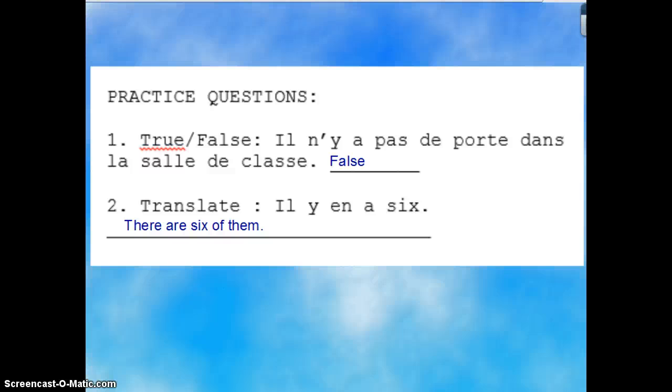And then again, you need to be able to read and know what these mean. So go ahead, and some of these will be translate questions. Things like il y en a six means there are 6 of them. Go ahead and make sure that if you need to repeat anything, you rewind the video. Otherwise, we'll see you in class.